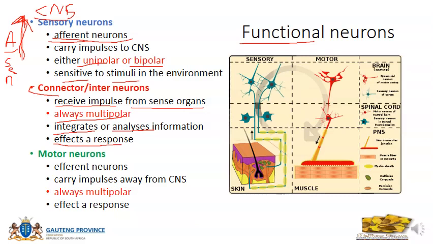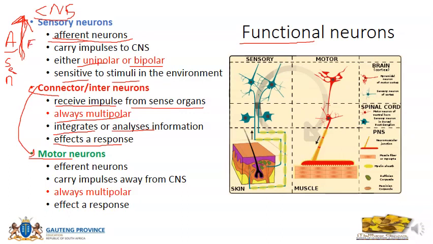Next is the motor neuron. The impulse is passed down from sensory to connector. When everything is done, analysis, formulation, and effect of response, the motor neuron picks up the impulse from the connector neuron. And it will then direct it to the rest of the body, passing through the efferent route. That's why we also call it the efferent neuron.